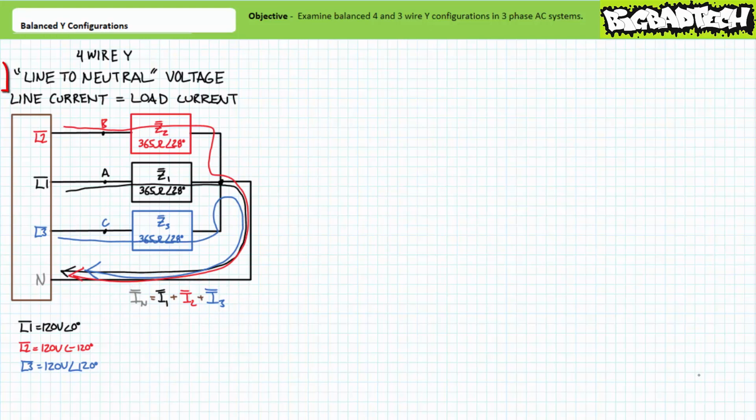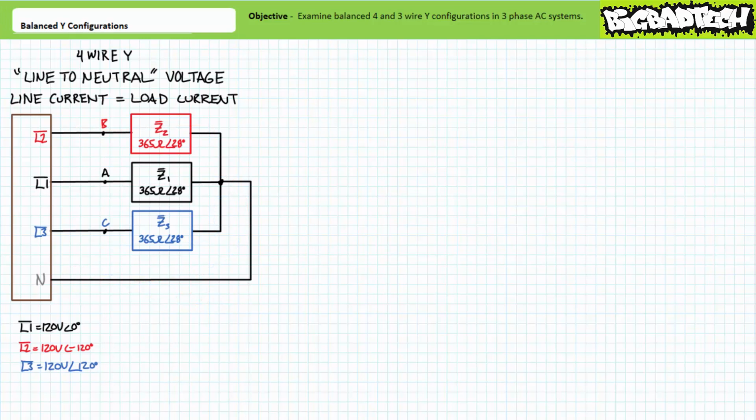In summary, each impedance element in this balanced 4-wire Y configuration experiences a smaller line to neutral voltage, and each load impedance experiences the line current. These are the most fundamental aspects of 4-wire Y configurations.